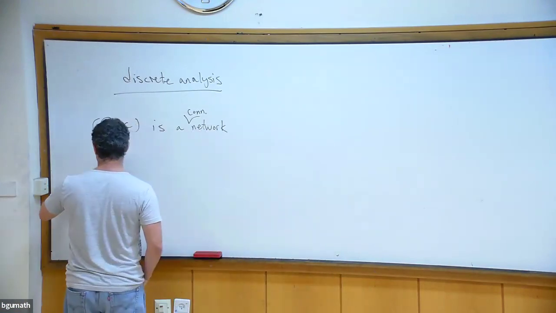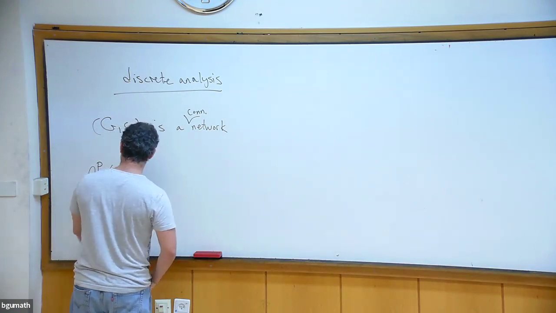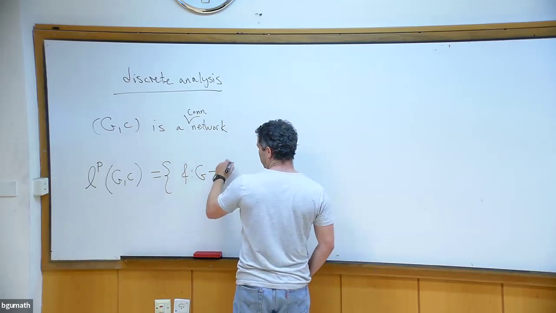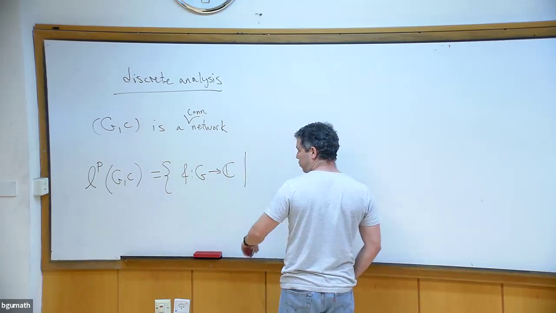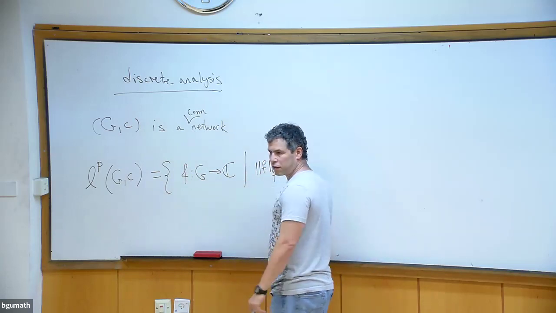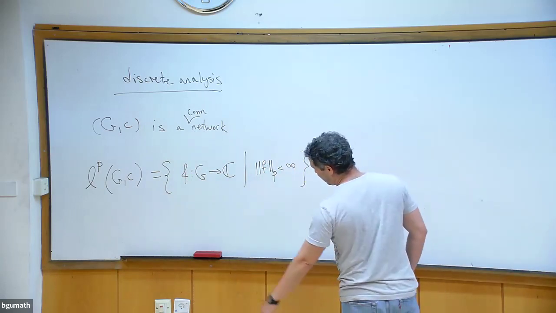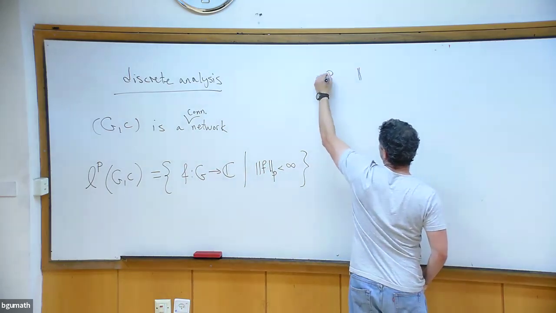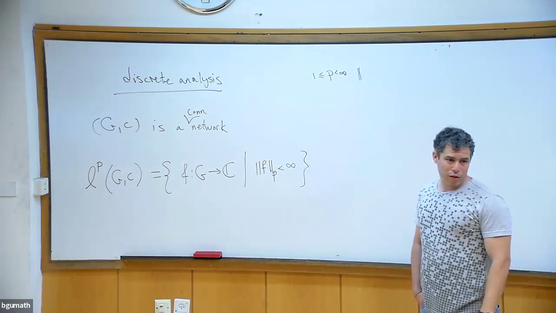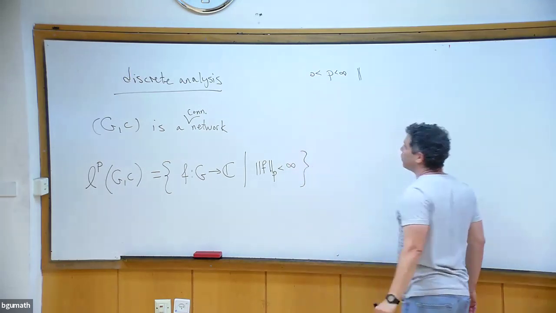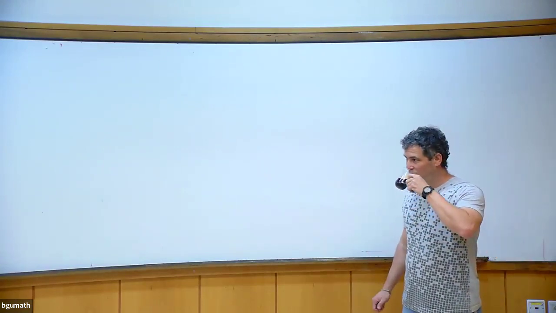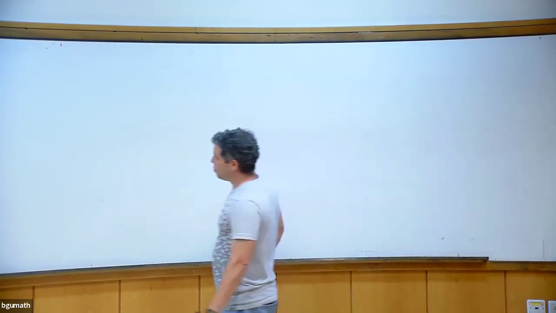The first space we can look at is little l^p of G, c. This is the set of all functions from G to the complex numbers such that the p norm of f is finite. Let's say what the p norm is. First, let p be between 1 and infinity. When p is smaller than 1, it's not a norm in the sense of a Banach space, so you have to be careful. But I can define this number.